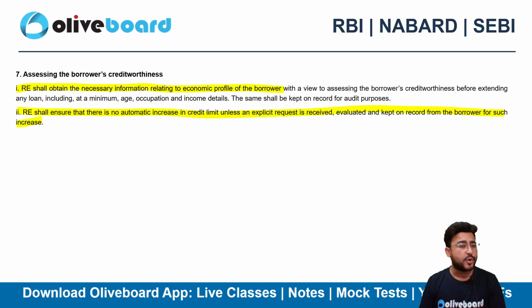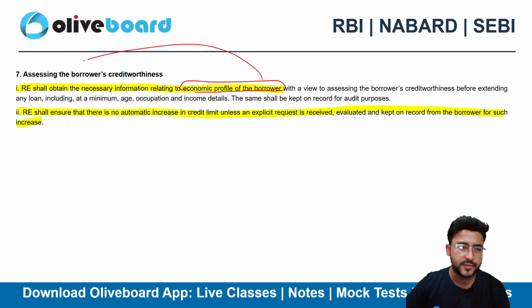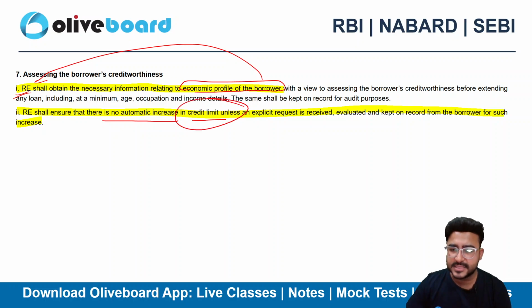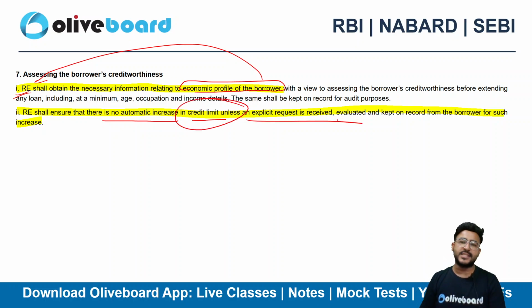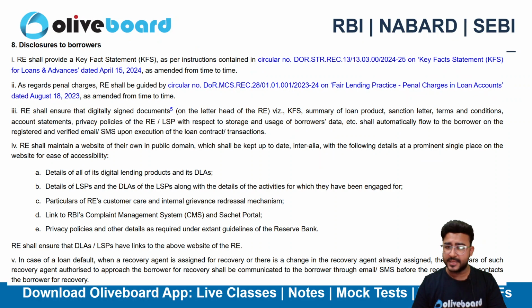Next is assessing the borrower's creditworthiness. So the RE here shall obtain all the necessary information related to the economic profile of the borrower. RE will ensure that there is no automatic increase in the credit limit unless an explicit request has been received, right? Sometimes what happens is the credit limit is by default increased. These kinds of practices should not be followed unless and until you get a request from the customer itself. You won't be increasing their credit limit directly, okay?